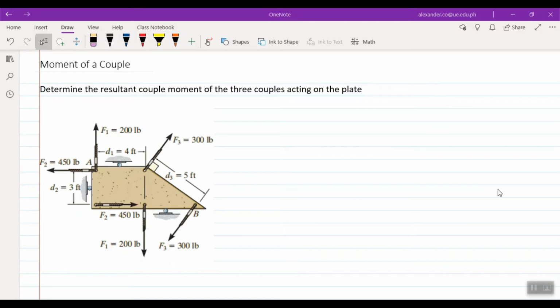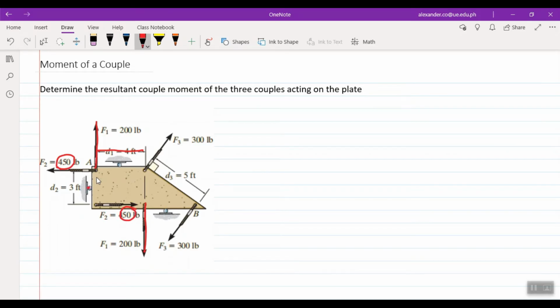Determine the resultant couple moment of the three couples acting on the plate. So there are three couples here. First is this one, F1. We have an upward and a downward force, so two parallel forces acting in different directions, having this distance. So that is force 1. Force 2 will be this one, 450, with its opposite direction.